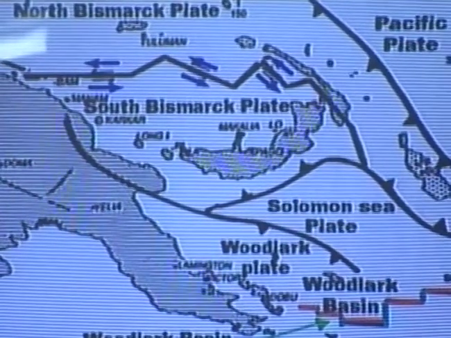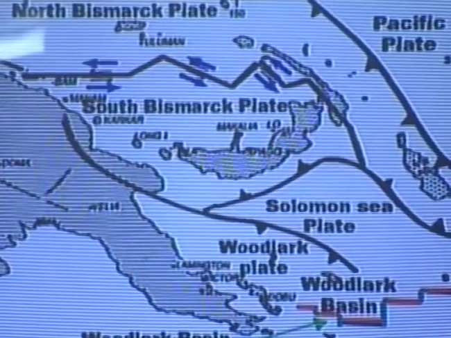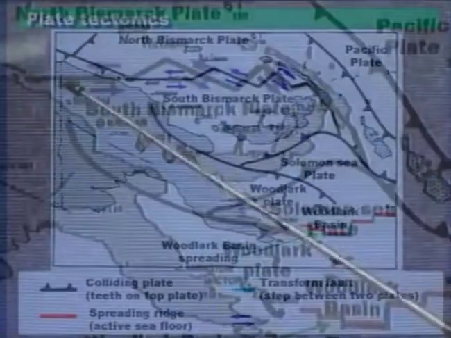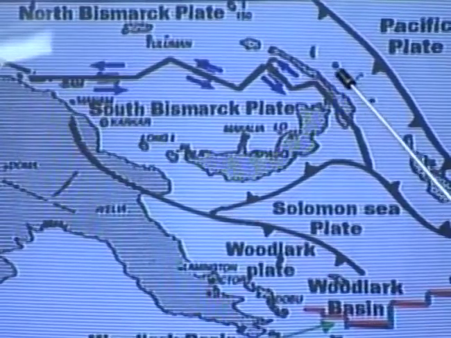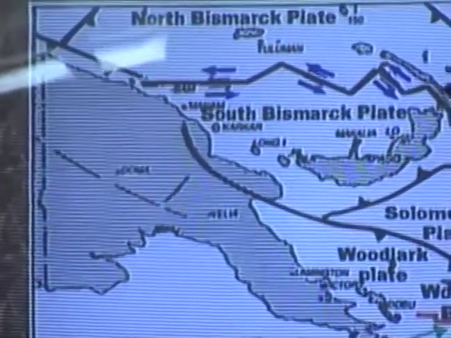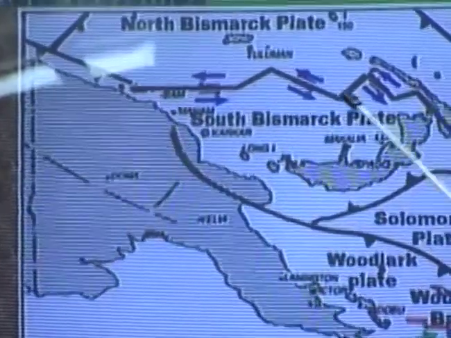One of the most remarkable seismic features in Papua New Guinea is the zone of shallow earthquakes that extend east-west across the Bismarck Sea at about latitude 3 degrees south. So we're looking at from east to west along the Bismarck Sea, and that's the area we're referring to now, this section here.